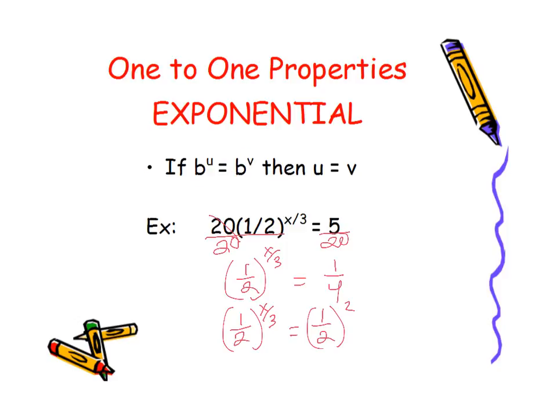Now I'm just going to set my exponents equal. Set x over 3 equal to 2. X over 3 equals 2. Multiply both sides by 3. X is 6. And we've got our answer.